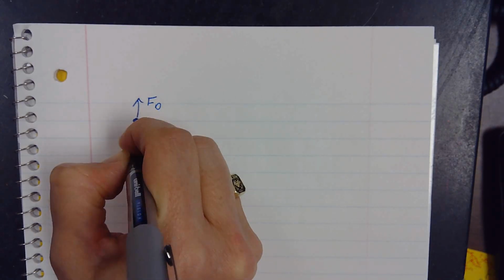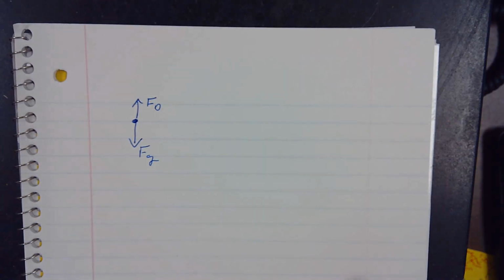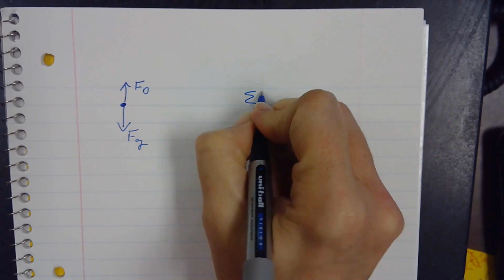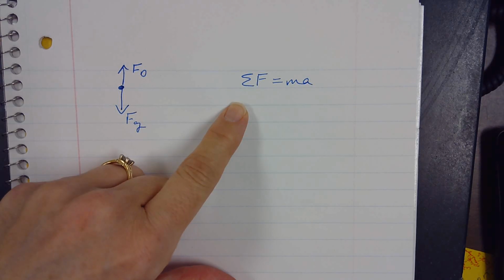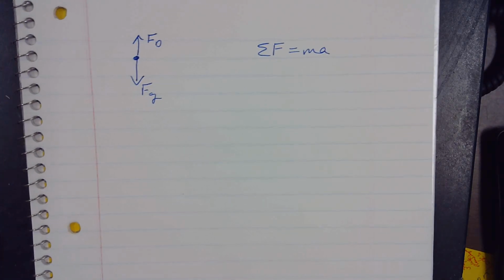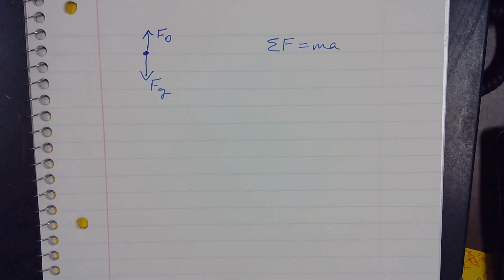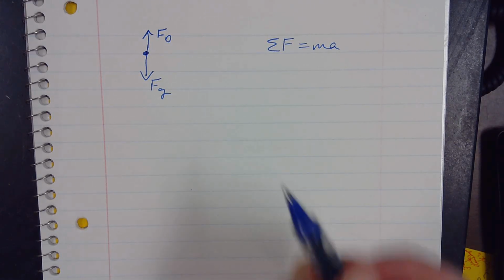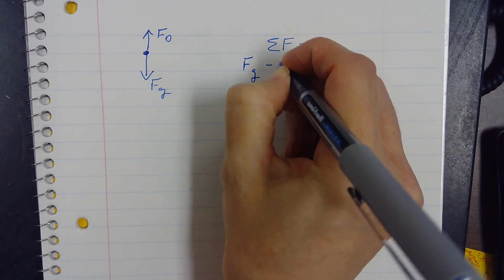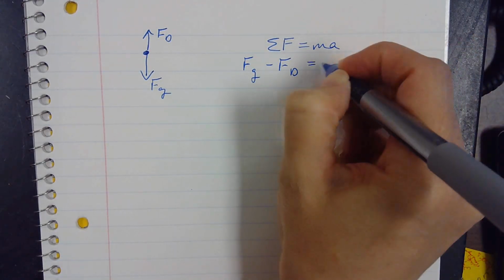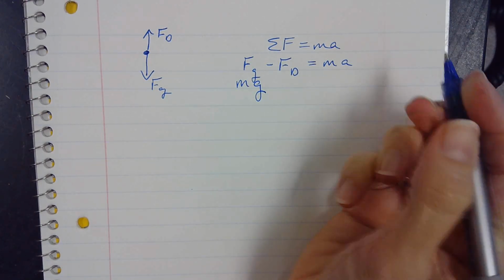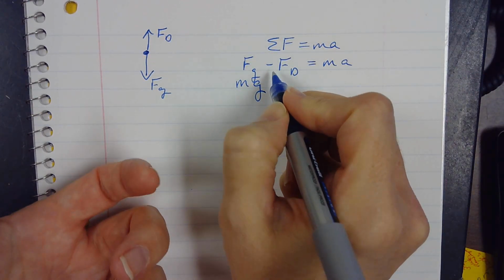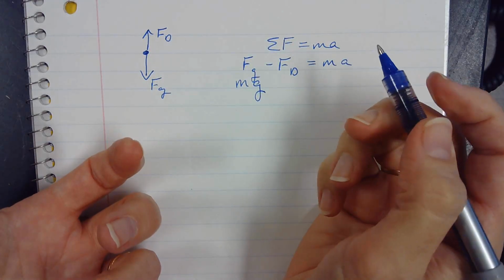So Fd, Fg, and now if I do net force equals mass times acceleration, what do I put on the net force side? What's the net force? So, force of gravity minus the drag force. So the force of gravity I know is mg. Fd, the minus is showing the subtraction, opposite direction.